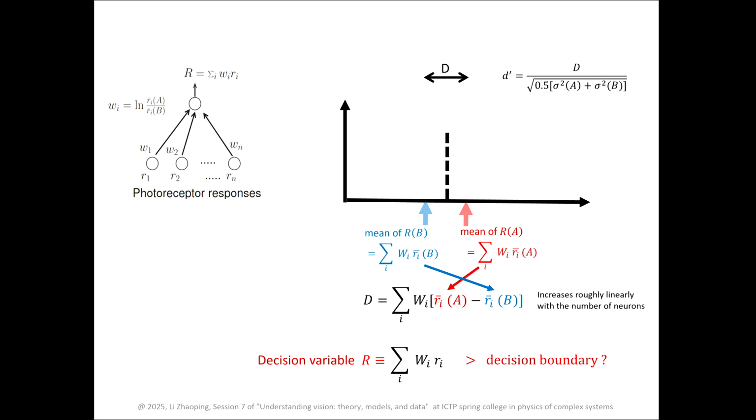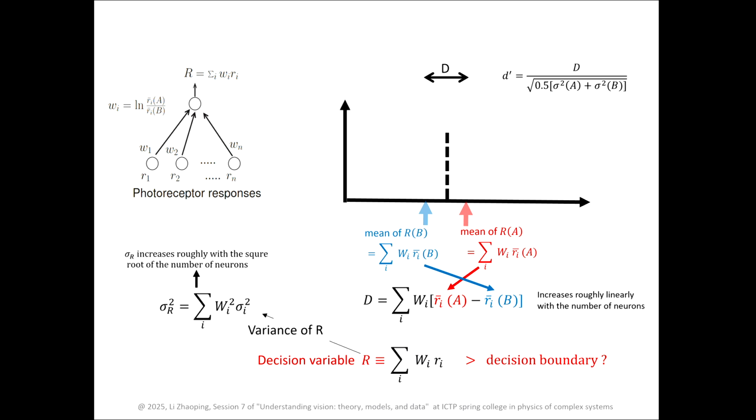So it grows roughly linearly with the number of neurons in the population. The variance of decision variable R is the summation of the variances from the individual responses, of course weighted appropriately. This is because the neural response noises are independent of each other. This is the assumption.